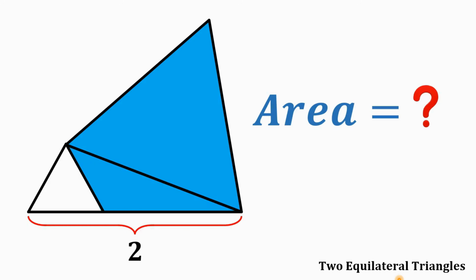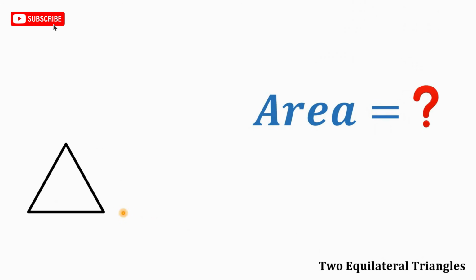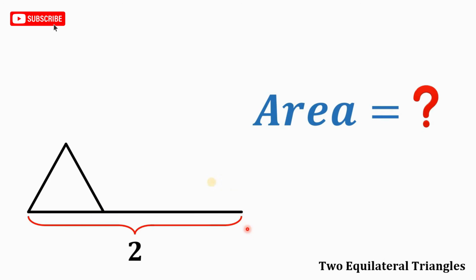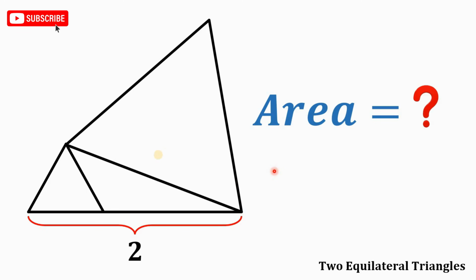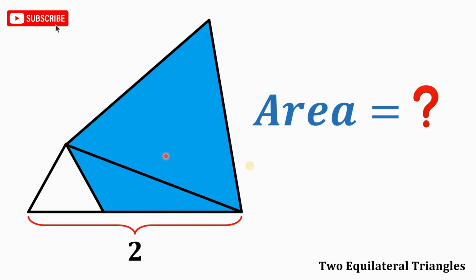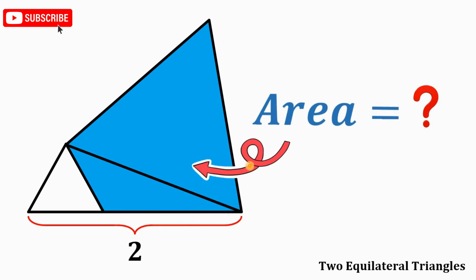Can you solve this geometry challenge? Here's the question. Let's begin with an equilateral triangle. Now let's extend its base such that this segment right over here measures 2 units. Now from here, let's have another equilateral triangle like this. And the question is, what is the area of this shaded region?